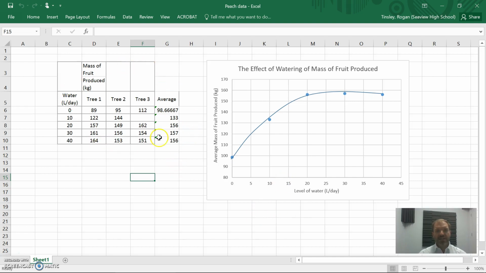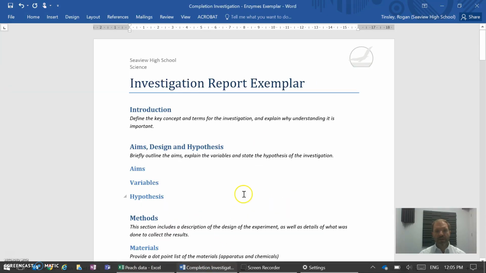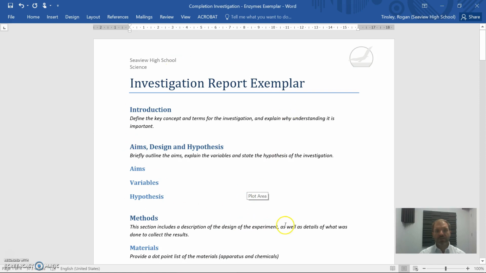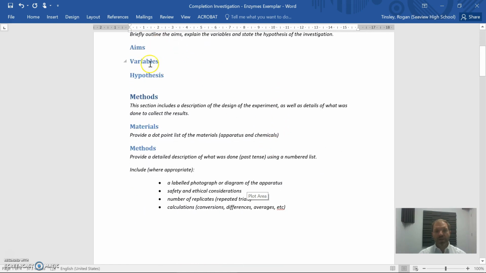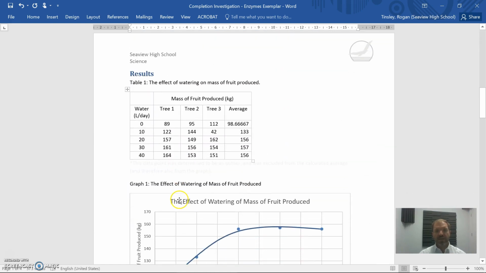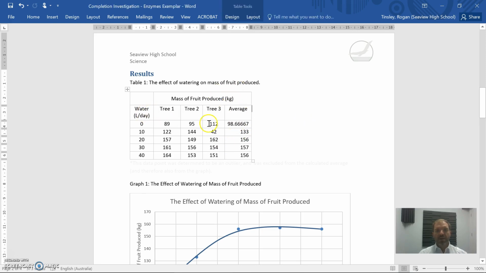So first thing is to take these and put them into your Word file. That can be done by copying and pasting, and what I've done here is got the report writing template. You would have filled out these sections and then I've just pasted this into the results. So here's my results table. Things to notice. First of all, that the table has a title, the effect of watering on the mass of fruit produced, that each column heading has its title, the water in litres per day or the mass of fruit produced in kilograms. So they have the units on them there and there.